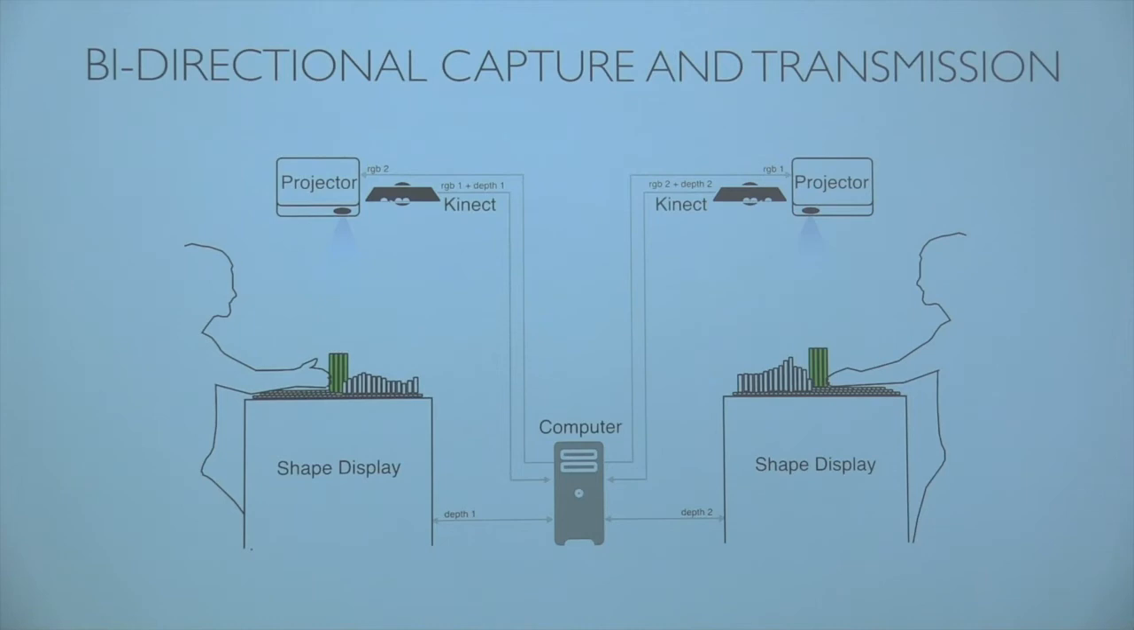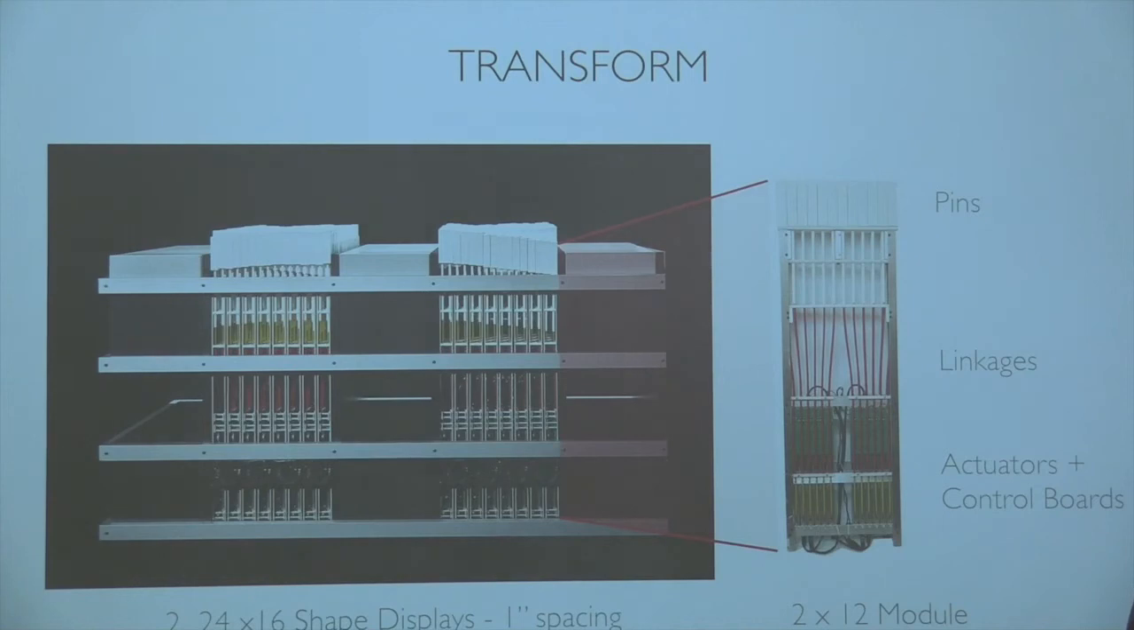In the bidirectional capture scenario, we use two shape displays and we can link those together. But there are actually still a lot of open questions for having two shape displays. For that remote collaboration setup, we were using this other system called Transform, which we built for the Milan Design Week, which has a lower resolution.